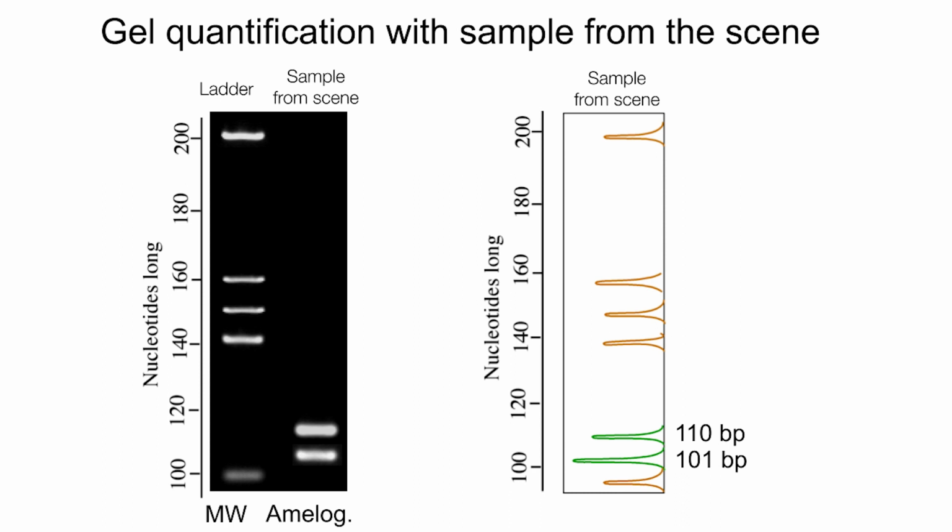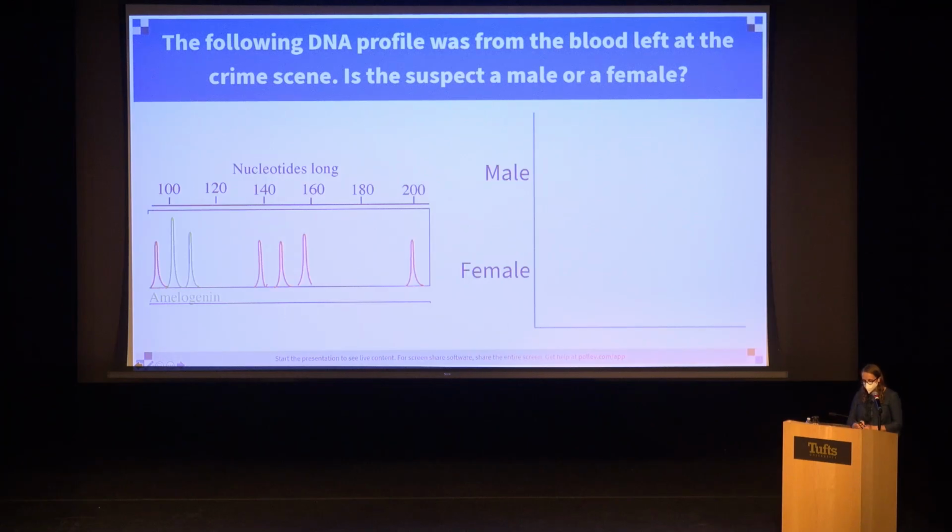And so we can actually quantify the intensity of the signals, and then put them on a scale to be able to see what size these fragments are. So based off of this, the fact that we got these 2 bands for this gene, do you think that the murderer is biologically male or biologically female?